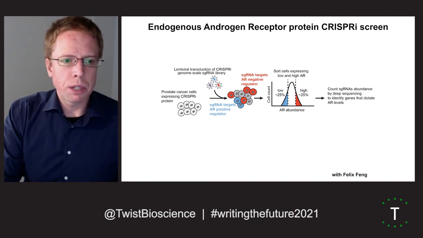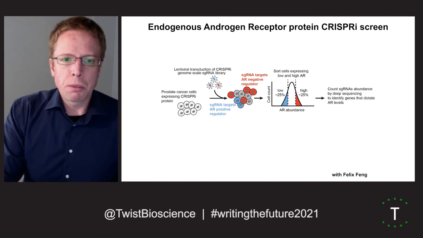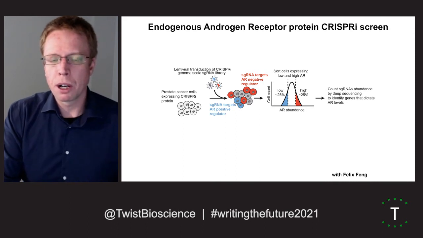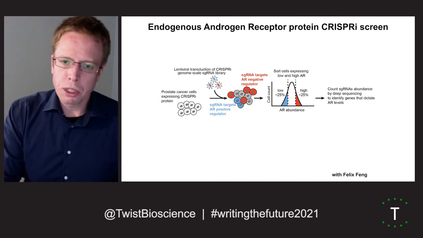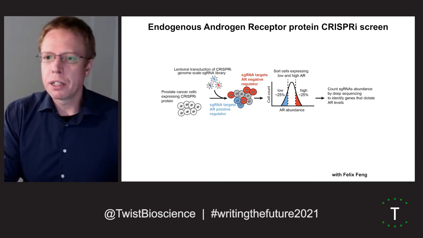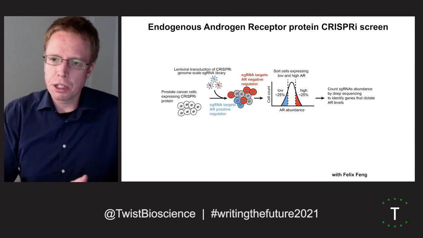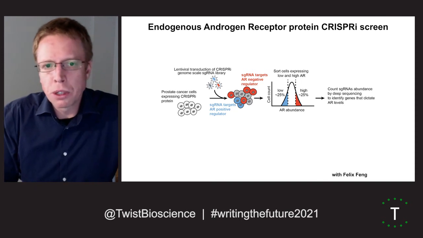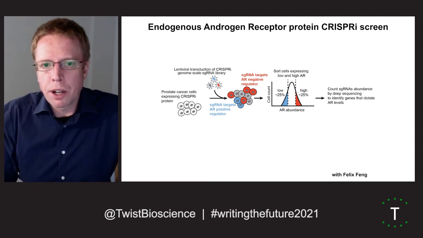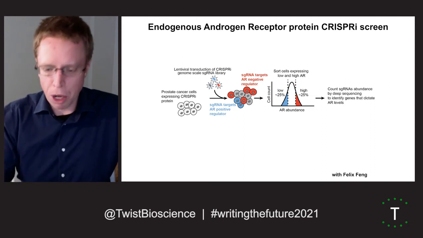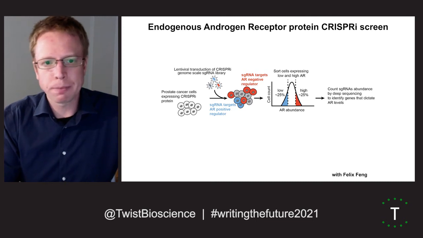To do this, we used our same prostate cancer CRISPRi models. We can put in the genome-scale sgRNA library, expand cells for a few days, and then harvest cells and use a flow cytometer to sort cells that have low AR protein expression or high AR protein expression. And then we take these cells, extract genomic DNA, and count sgRNA abundance within each fraction by deep sequencing to identify genes that dictate androgen receptor protein levels. This enables us to systematically identify genes that are negative regulators of androgen receptor protein levels, as well as genes that are positive regulators.